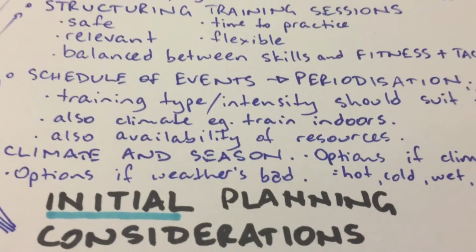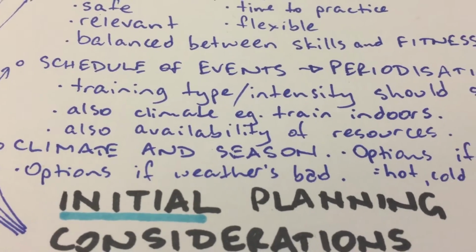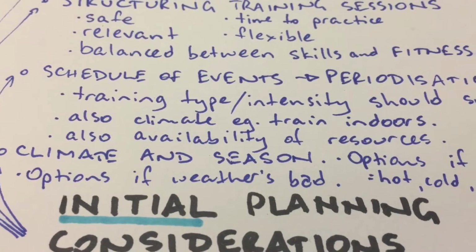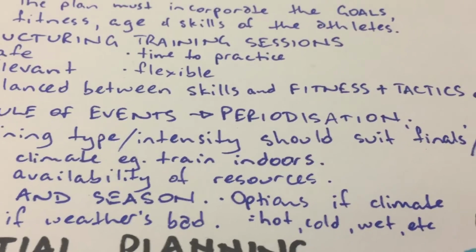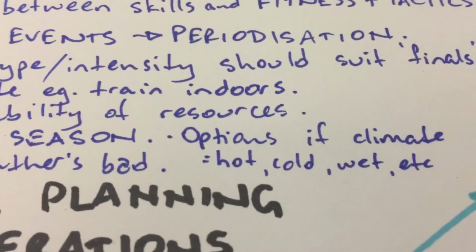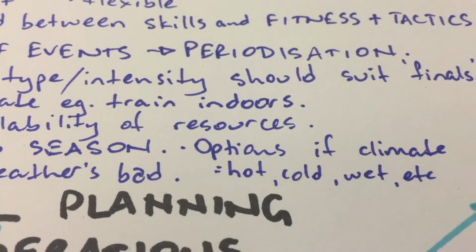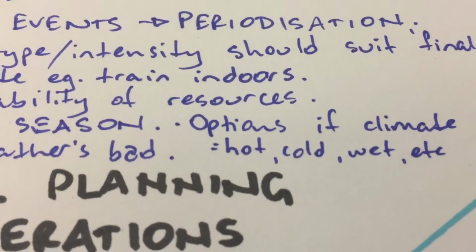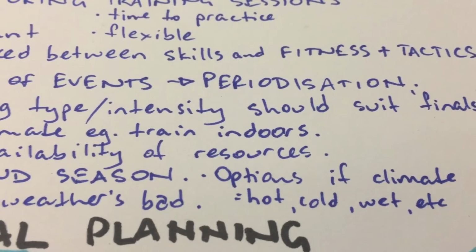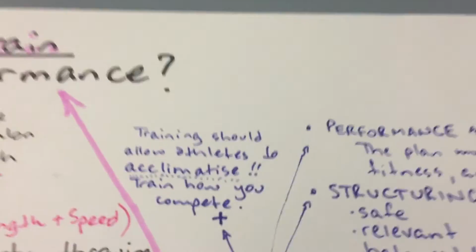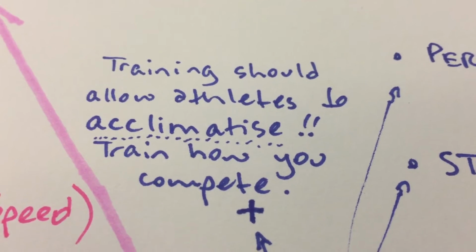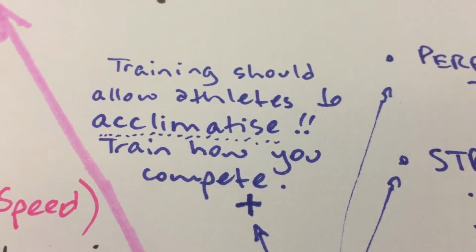We also need to consider initially the climate and the season. We need some options if the weather is too bad, if it's too hot, too cold, too wet, so that we can still train. We can't just say, look, we're not going to train for the next 3 weeks because there's going to be a heat wave, or training's called off every time it's rainy, because then we're going to miss out on some training sessions. And also, some of our training should allow athletes to acclimatise, that is, to train how you compete.